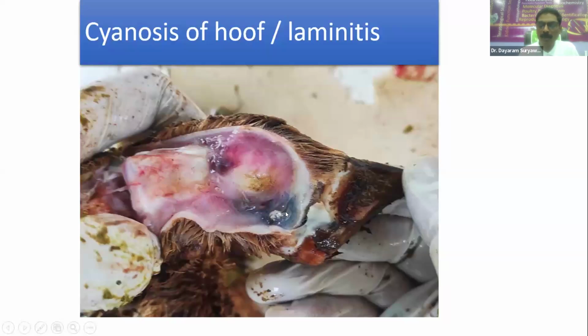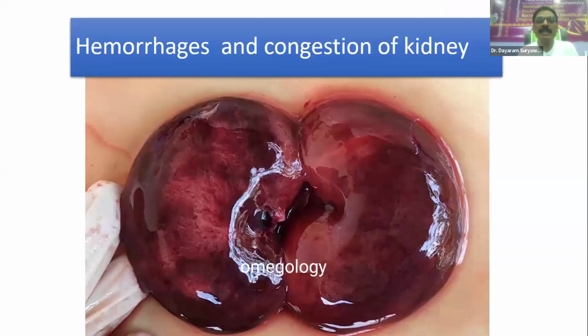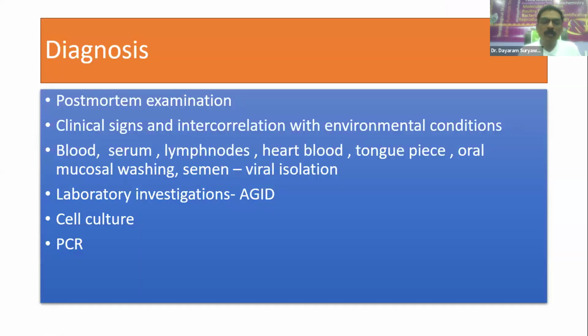So these types of changes we have to observe in case of Bluetongue during the postmortem examination. The kidneys are also affected because kidneys also have end capillaries. So after postmortem examination, we can reach the diagnosis of Bluetongue. So diagnosis will be based on postmortem examination, clinical signs, and intercorrelation with the environmental conditions like this.